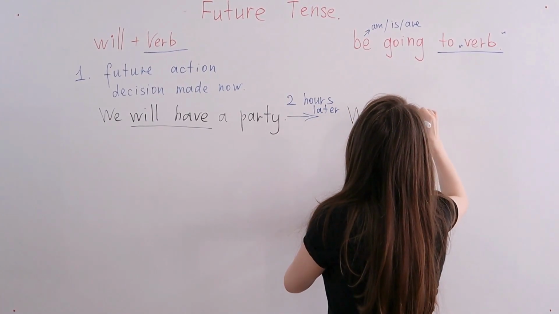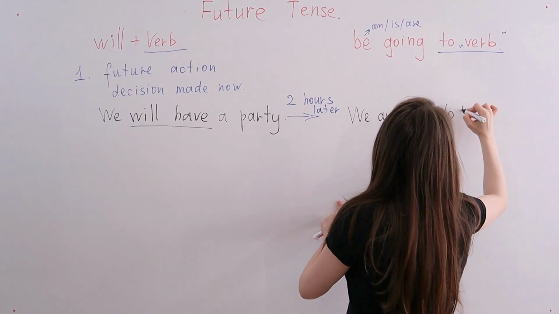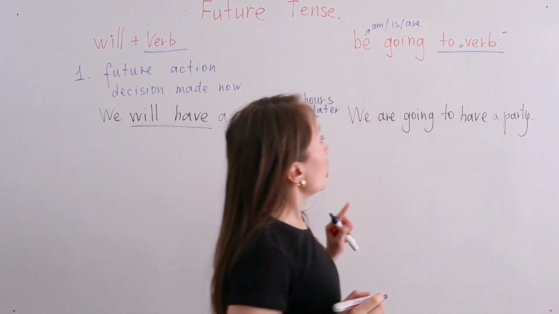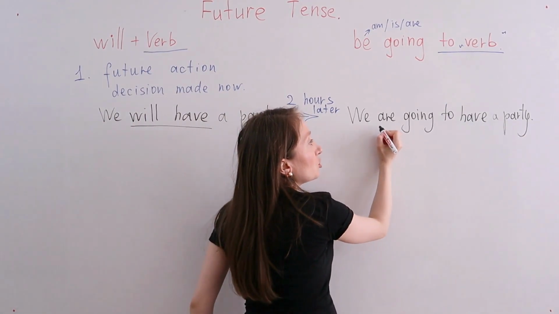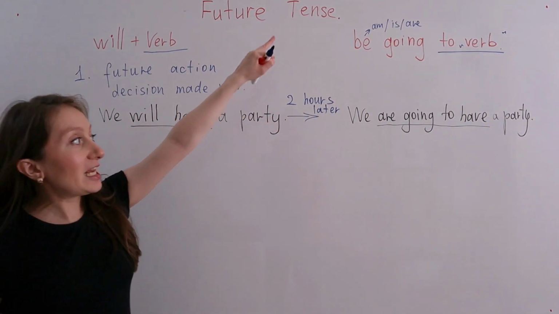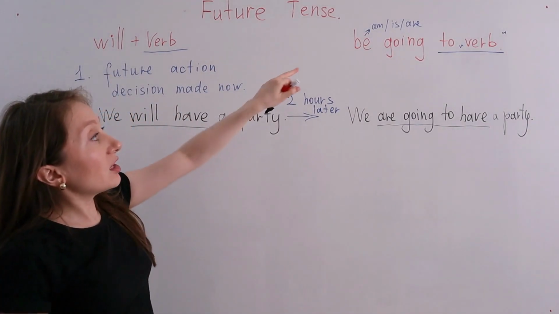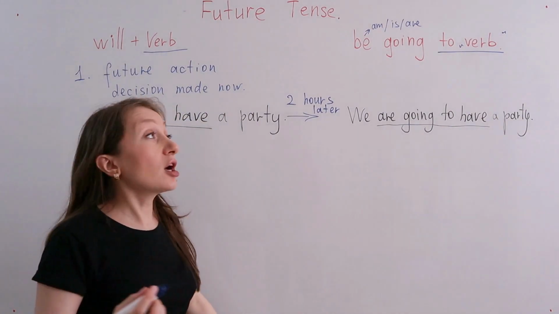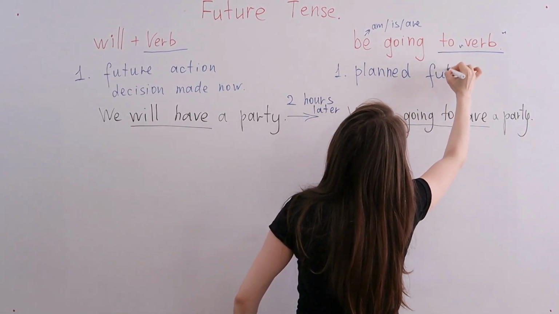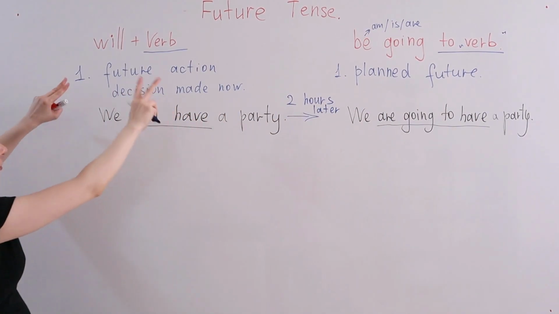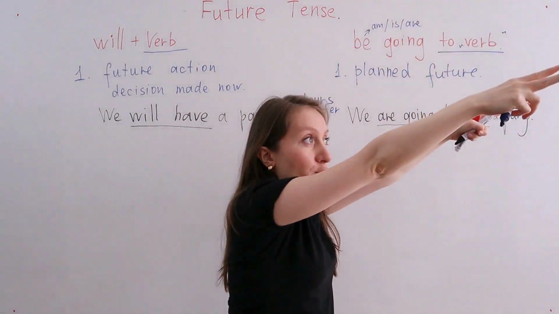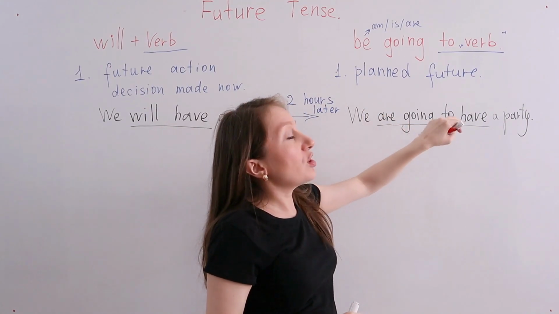So it is like that. We are going to have a party. All right? We are going to have a party. So we have the verb to be, are, going to, and the same verb have. So here it became a plan. That's why the construction be going to is used when we talk about planned future. So we call it planned future. Here, future action, decision made now. If it's a plan about the future, right? You use the be going to construction.